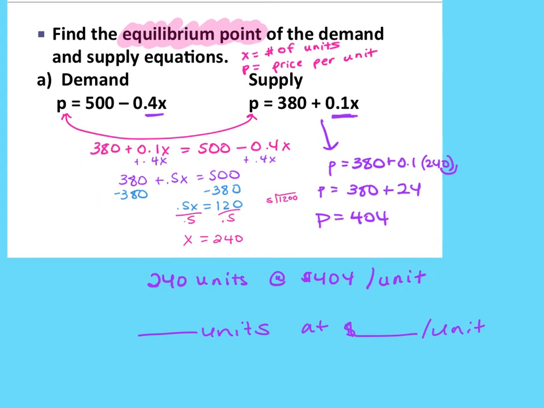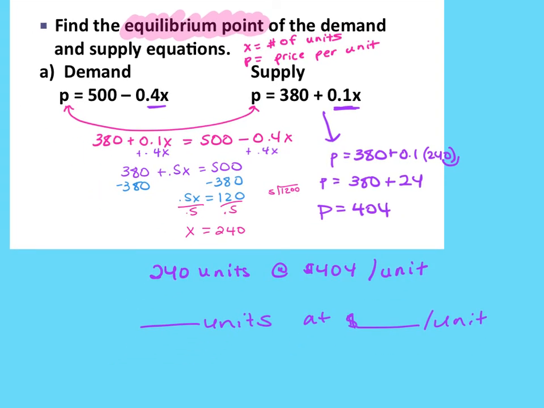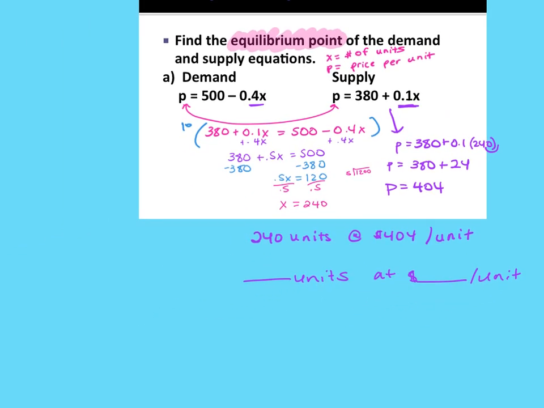Now you could have rearranged those equations and set it up using elimination if you'd prefer elimination. You could have multiplied everything by 10 here to get rid of the decimals. You just have to remember to multiply it times everything. So it'd be 3800 plus 1x equals 5,000 minus 4x. And then you could solve it that way.